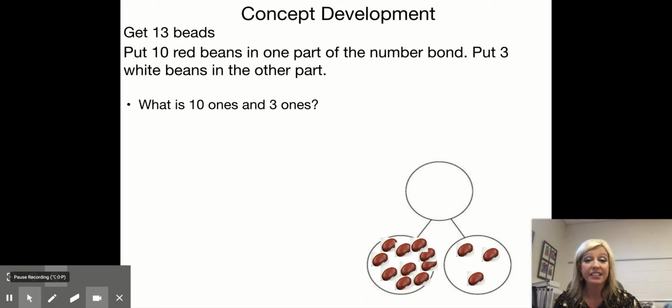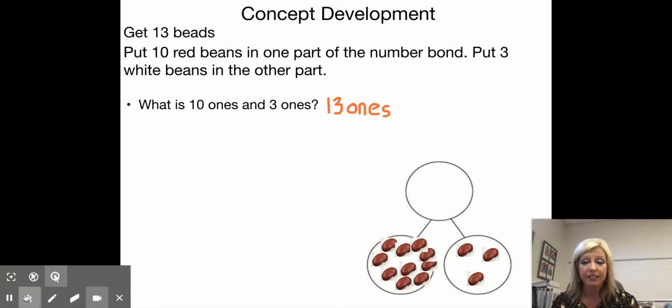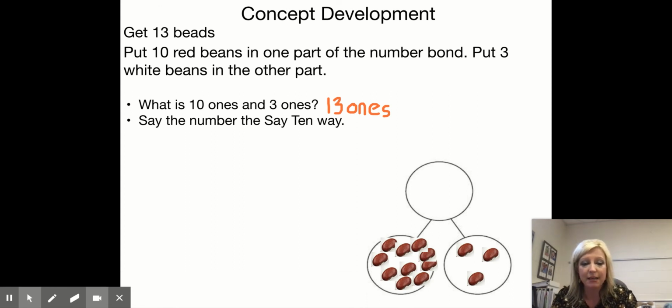Very good. That's 13 ones. We would write that like this, 13 ones. So if we have 10 ones and 3 ones, that gives us 13 ones. How would we say this the say 10 way? Take a minute and think about that.